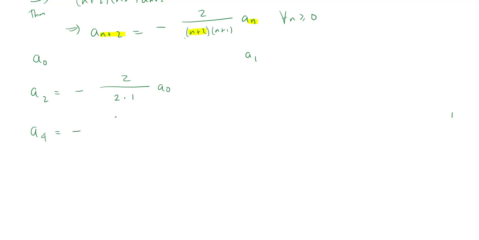So this would be negative 2 over, again, I just copy the index, so 4, then 1 less is 3, times A sub 2. Okay, but A sub 2 we have on the previous line. So I can rewrite this as negative 2 over 4 times 3 times, okay, my A2 is negative 2 over 2 times 1 A naught.